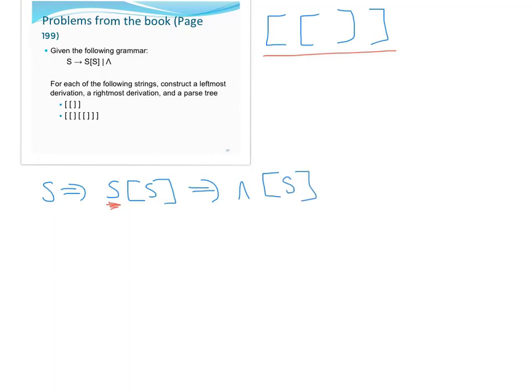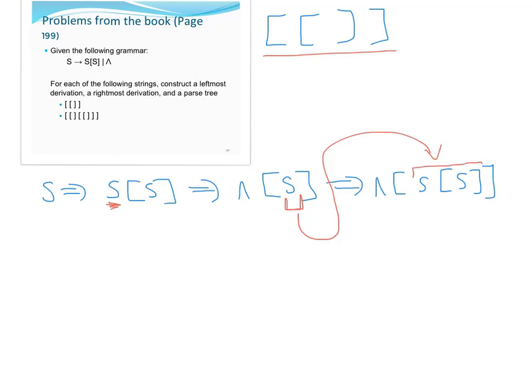Right? And now we expand the leftmost non-terminal, which is the S in there, so that will go to, let's see, we have lambda bracket, and then we're going to have S bracket S, like that, right? Because what we've done is we've taken that S in there and expanded it into that piece. That looks right.